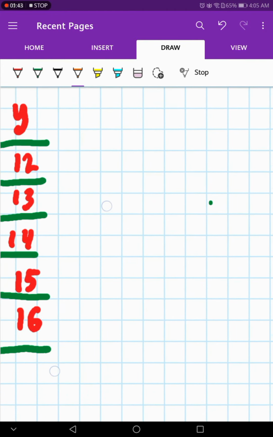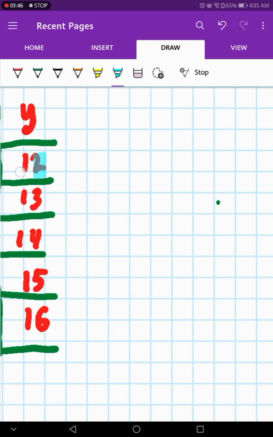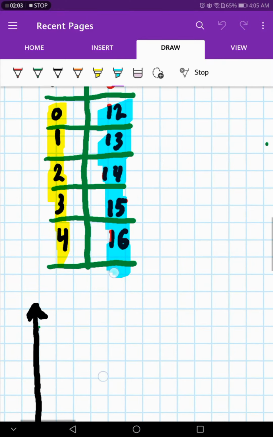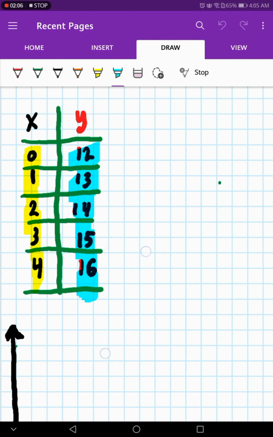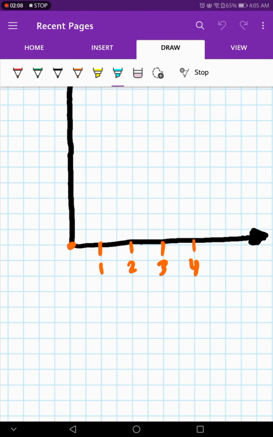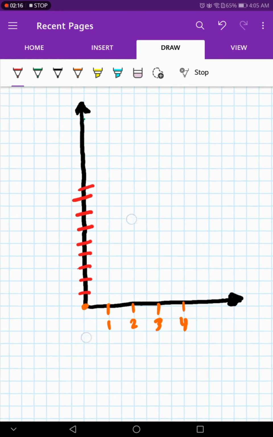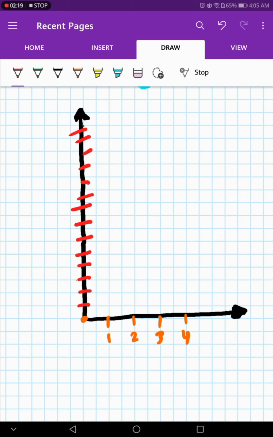The y values, which are 12, 13, 14, 15 and 16, we have to select a correct, proper, good scale to put them here. It starts with 12 and ends with 16. Don't do it like this, my dear student: 1, 2, 3, 4, 5, 6, 7, 8, 9, 10, 11, 12, 13, 14, 15, 16. It is a bad scale, okay?